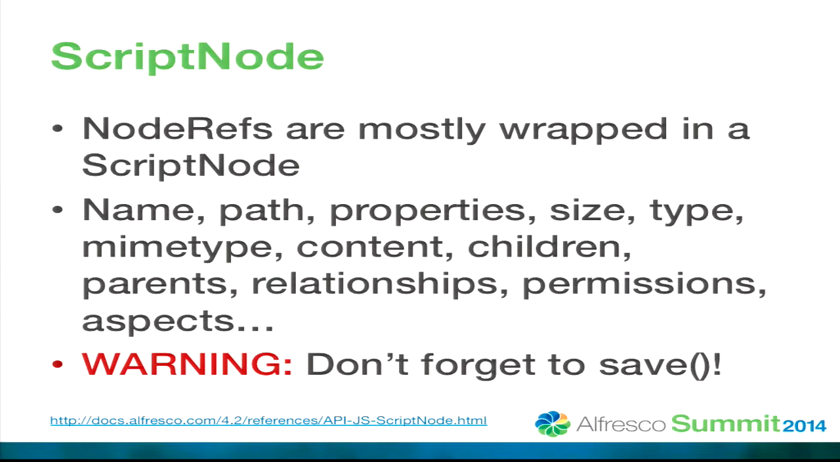I would just briefly point out, if you're setting properties using script node, you do need to call save. Because one of the things that it does is it buffers up all of your changes. So if you're using the Java API and you set properties, they get set right away. If you're using the script node, the JavaScript stuff, it buffers it. So let's say you do 5 updates, you don't get 5 calls to the database, you get 1.